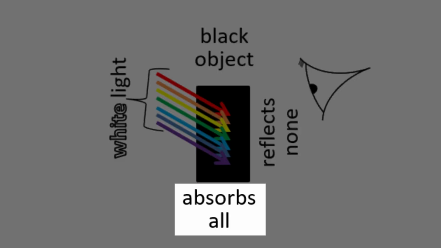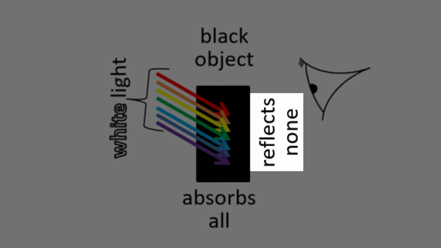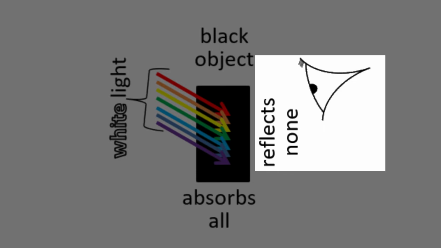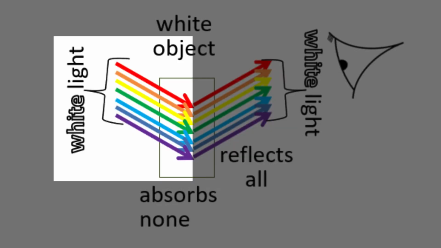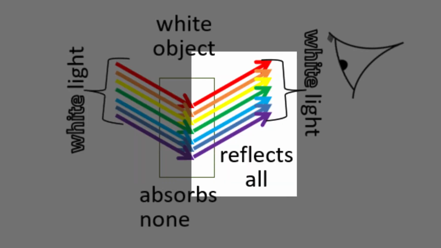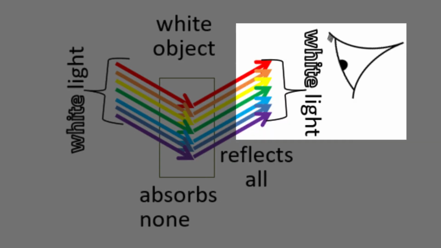A black object absorbs all the colors of light which shine on it and reflects none of them. No light comes to our eye off the black object, and that's why it looks black to us. A white object absorbs none of the colors of light which shine on it and reflects all of them. If we shine white light on a white object, all 7 colors in the white light get reflected off the white object. If we place our eye in the path of this reflected light, we receive all 7 colors of light, which together look white.